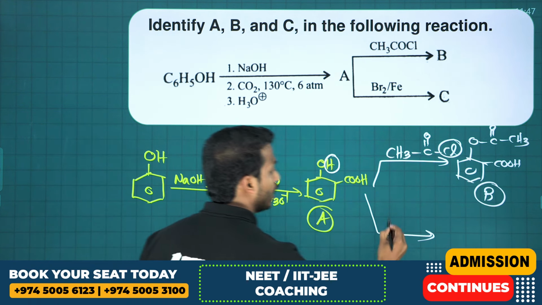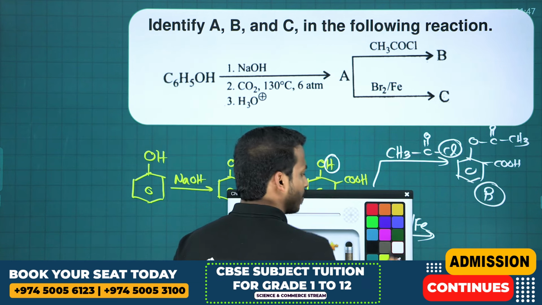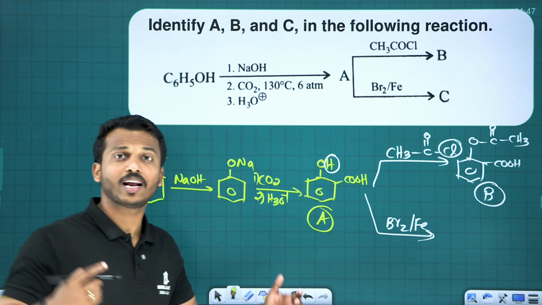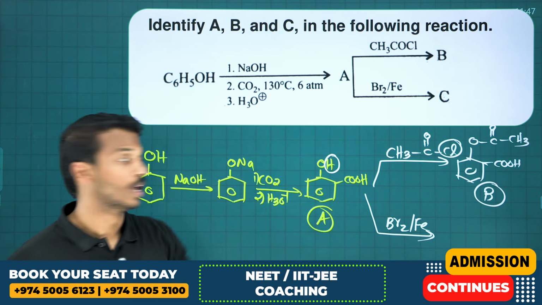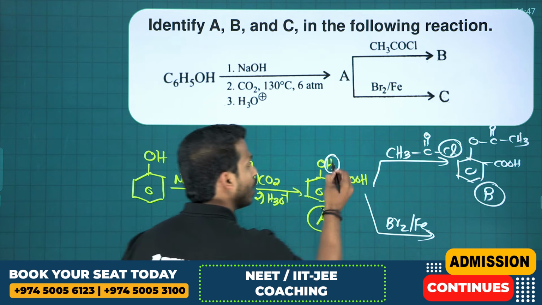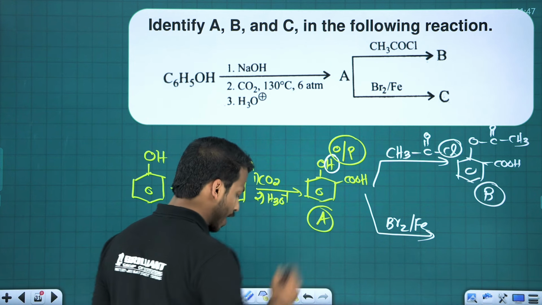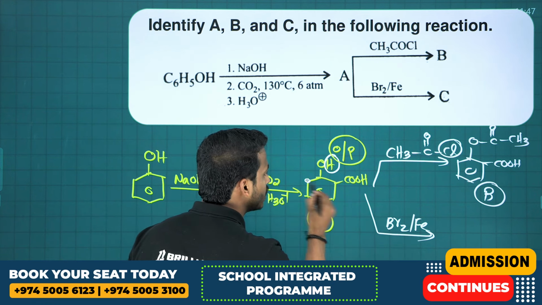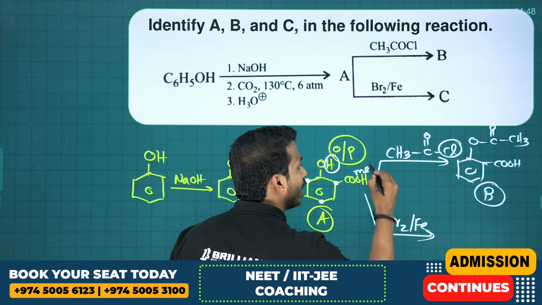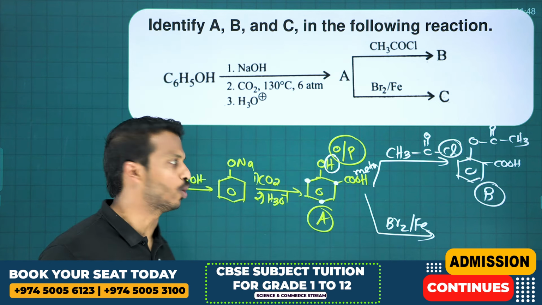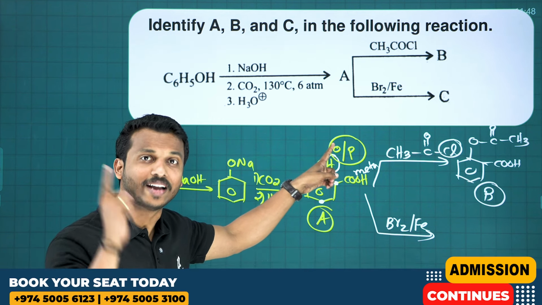Next step is treating with bromine in presence of Fe or FeCl3 or FeBr3, some catalyst they will mention. That is electrophilic substitution, so bromine is coming to the ring. Where does it get attacked? You know, OH is an ortho-para directing group. With respect to the OH, this is the ortho and this is the para. And the acid is meta-directing, a deactivating group. We are only bothered about the activating group, that is our ortho-para directing group.